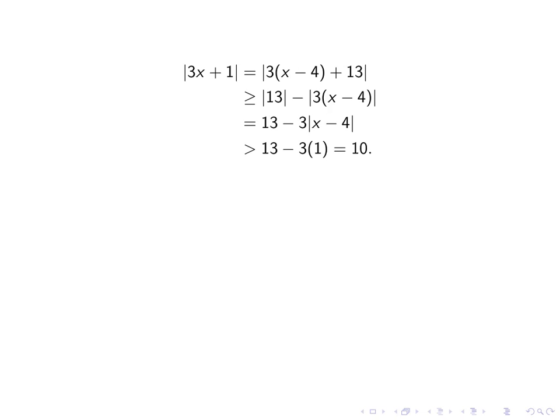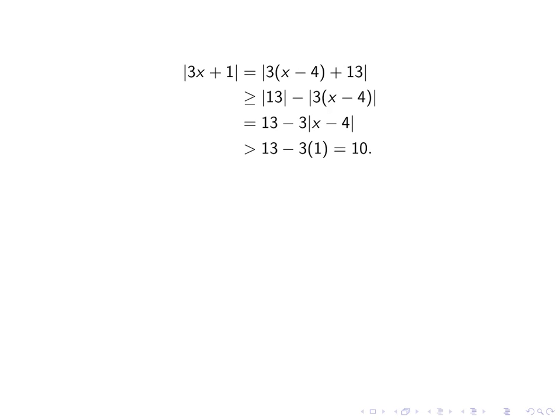And then here's where the reverse triangle inequality comes in. 3 times (x − 4) is assumed to be quite small, and so that's what you're going to subtract in your reverse triangle inequality. So |13| minus |3(x − 4)|. Simplifying the absolute values a bit, you can take out the positive integers. And then |x − 4| is going to be less than delta, which is going to be less than or equal to 1.